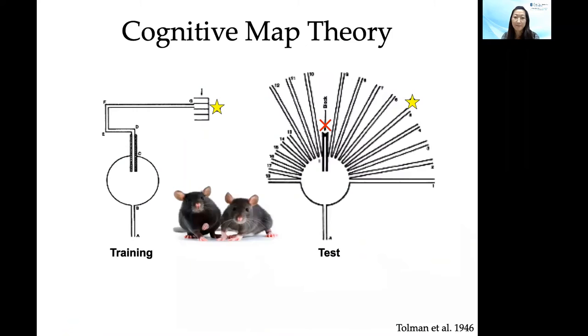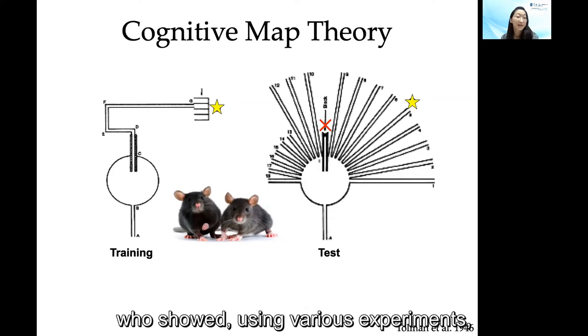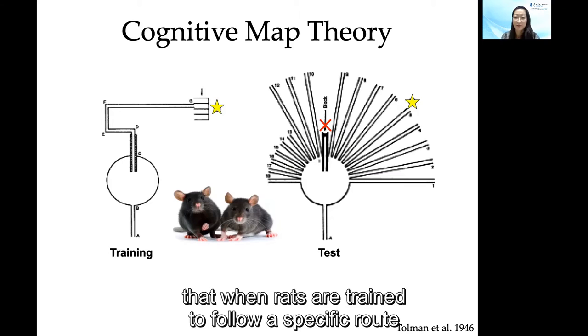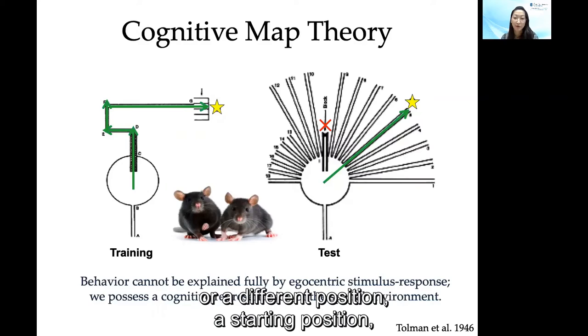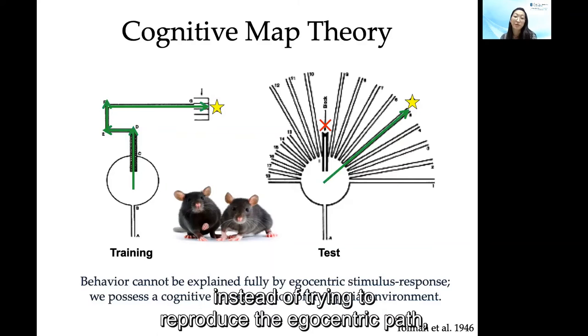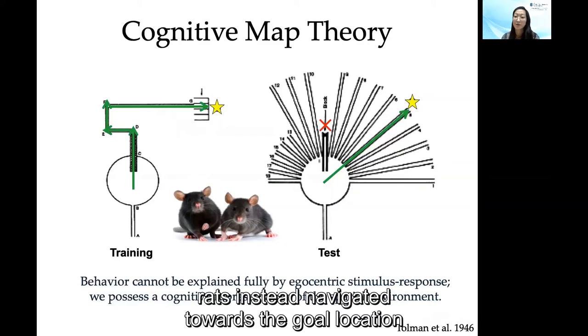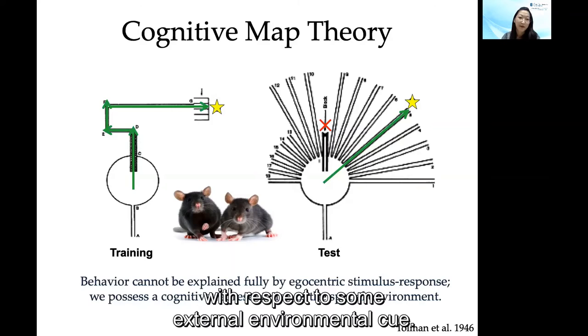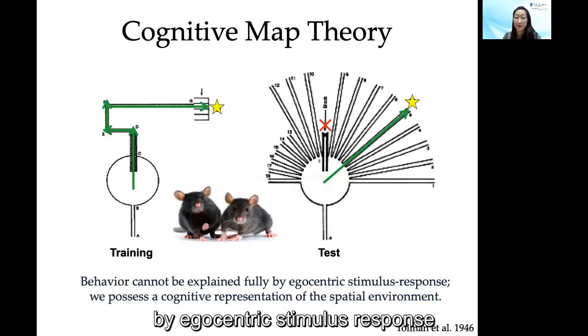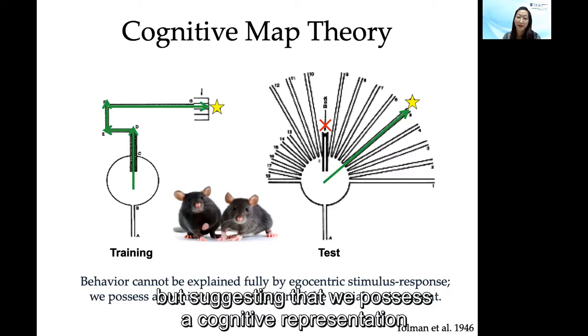The scientific study of spatial cognition, as most of you know, began many years ago in the 1940s by Tolman, who showed using various experiments, one of which is shown here, that when rats are trained to follow a specific route to get to a reward, and then are presented with a transformed maze or a different starting position, instead of trying to reproduce the egocentric path, for instance here, by going left in this direction, rats instead navigated towards the goal location with respect to some external environmental cue, meaning that behavior cannot be explained fully by egocentric stimulus response, but suggesting that we possess a cognitive representation of the spatial environment external to our own bodies.